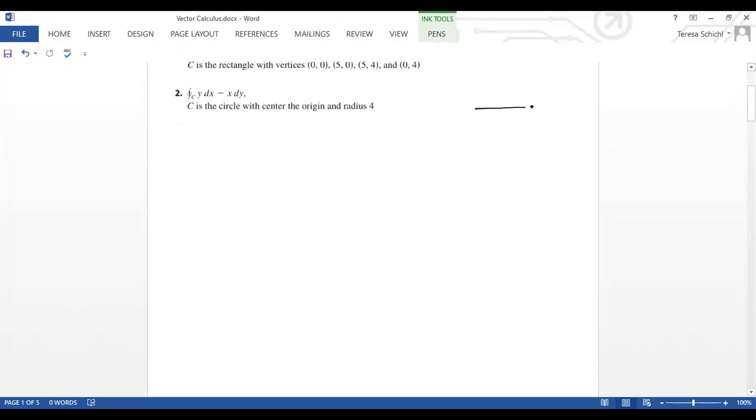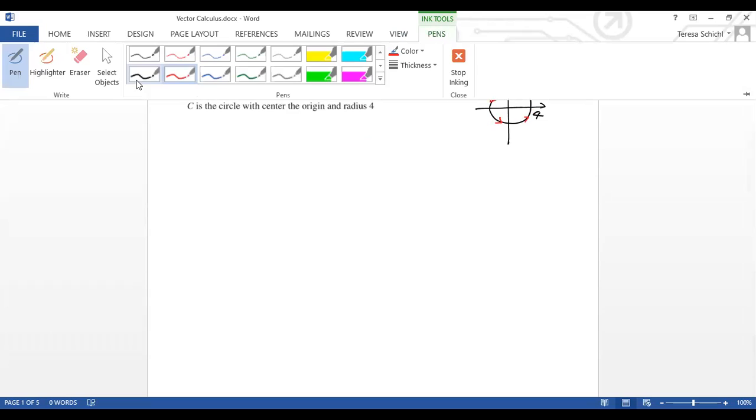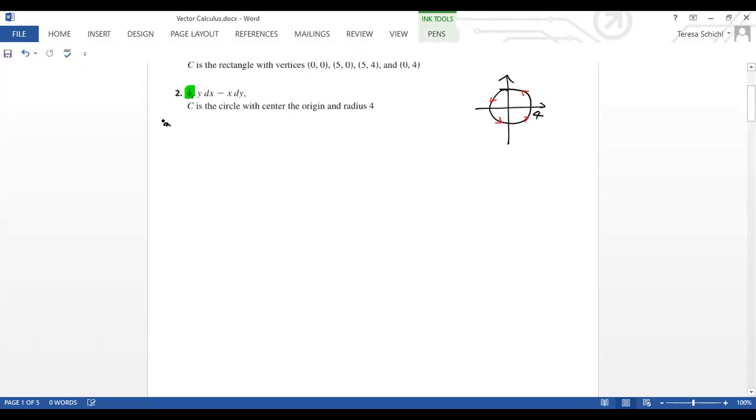So in number 2, I'm trying to integrate this line integral over this circle with radius 4. And because of this notation, that means we know it's going counterclockwise, right? So the curve goes this way, see here. Okay, so now let's go ahead and start with the parametrization.